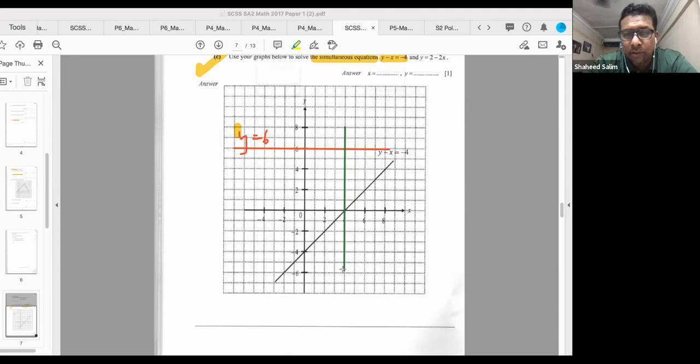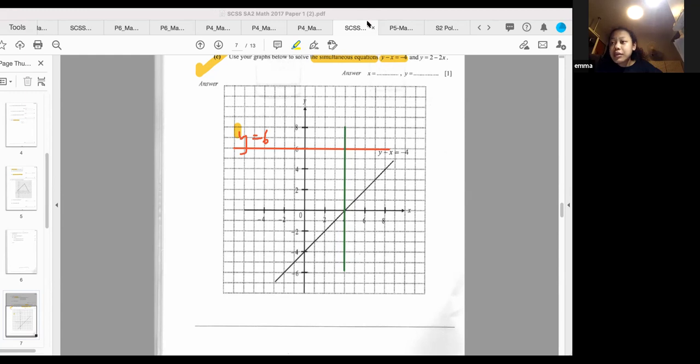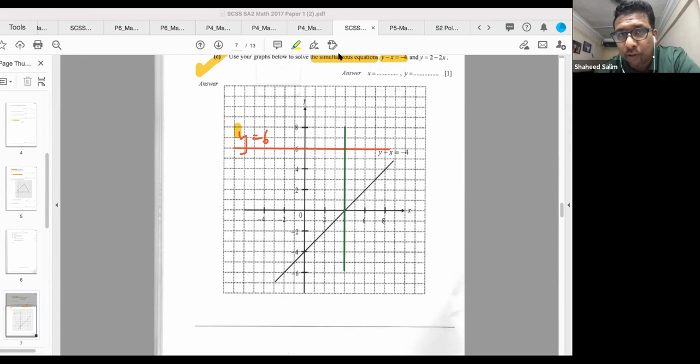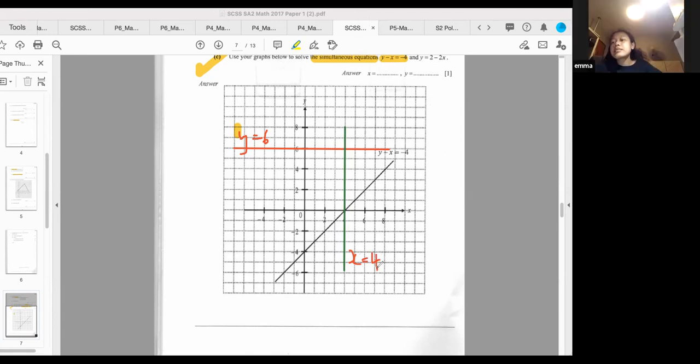Emma, what is this equation? 4. For what? Can I just say X equals 4? Okay, well done. Because at any point on this line, the value of X is always 4.